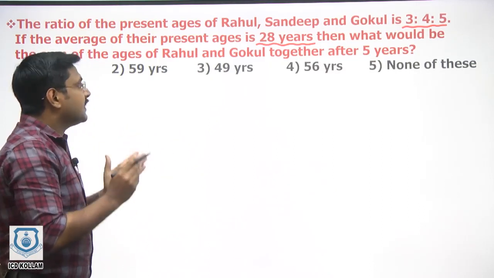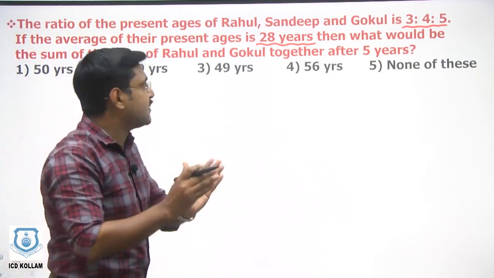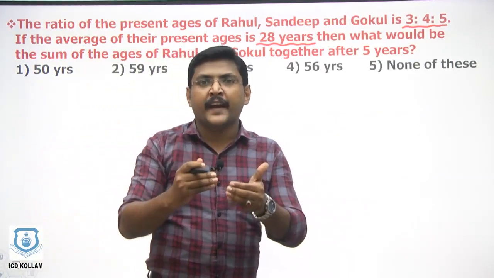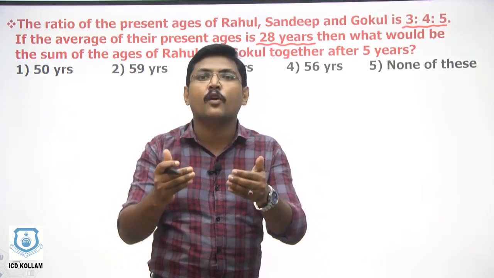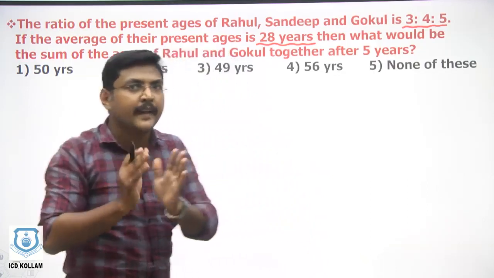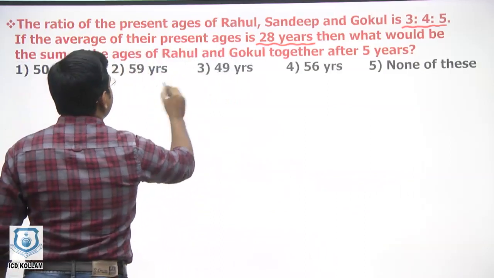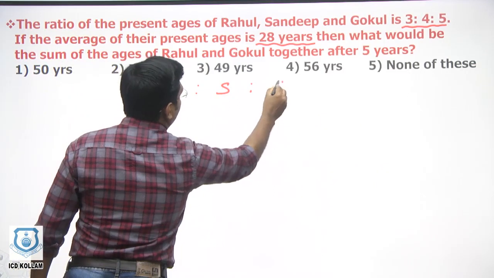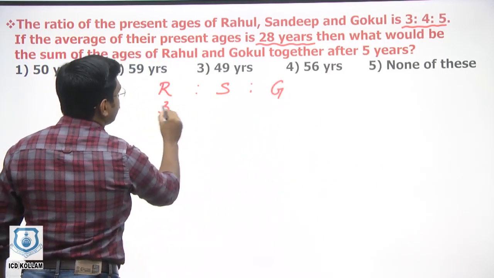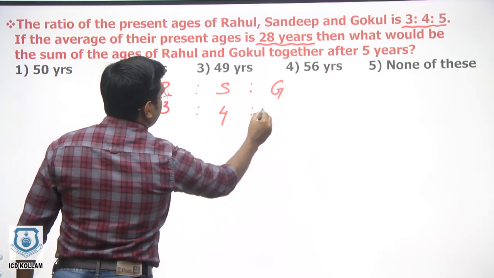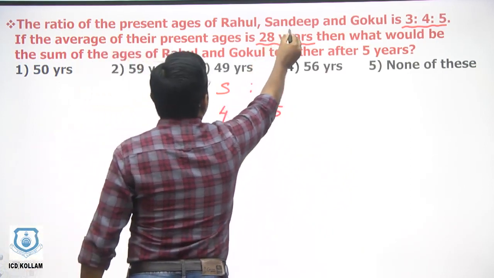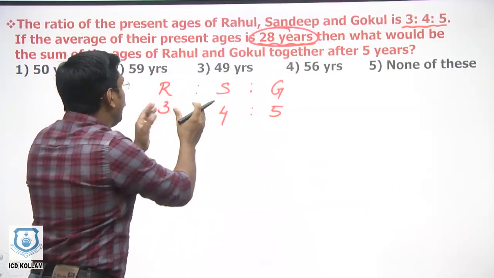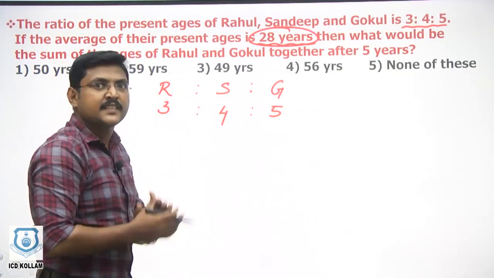So we need to find the total, that is the sum of the ages of Rahul and Gokul together after 5 years. First of all, we need to find the age after 5 years. First of all, I am going to find their present ages. Listen the way I am explaining that. Here the present age ratio of Rahul, Sandeep and Gokul is clearly given as 3:4:5. After that, the average of their present age is clearly given as 28 years. I am connecting that 28 with our given ratio. Listen the way I am explaining.